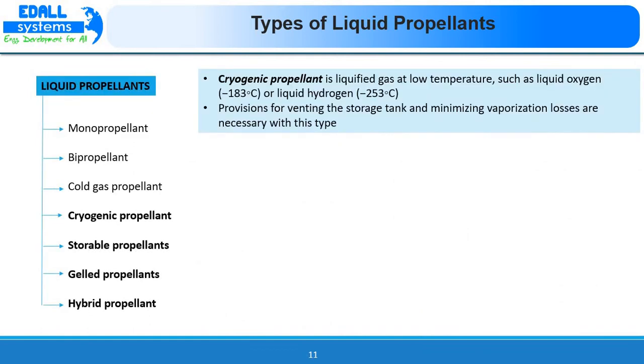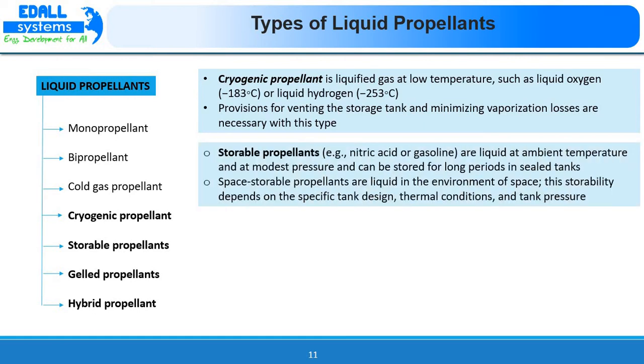So cryogenic propellant is liquefied gas at low temperature, that is liquid oxidizer, which is stored at minus 183 degrees Celsius, or liquid hydrogen, that is liquid fuel, which is stored at minus 253 degrees Celsius. So these cryogenic propellants are nothing but the cold gas propellants, but they are stored at very low temperatures. So provisions for venting the storage tank and minimizing vaporization losses are necessary with this type of propellant.